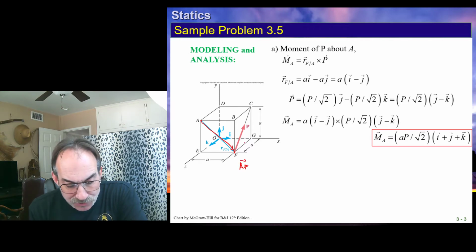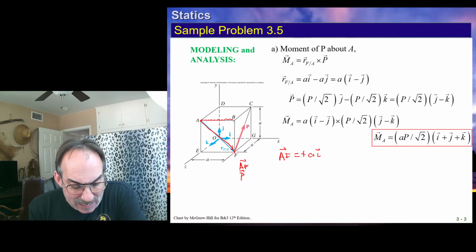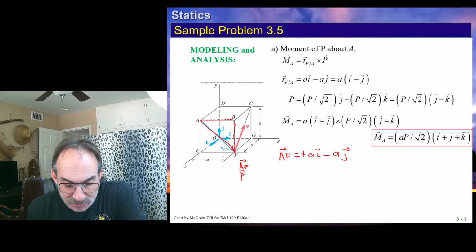Okay? We're also going to need the vector P as a vector. So let's start off by getting these two things. Well, if we want that line segment AF, we can look at this moving from A toward F. We're going to move a positive a units in the x direction, so positive ai, and then move from there a negative a units in the j direction, and we're not going to move any direction in the k. So that is our vector AF.